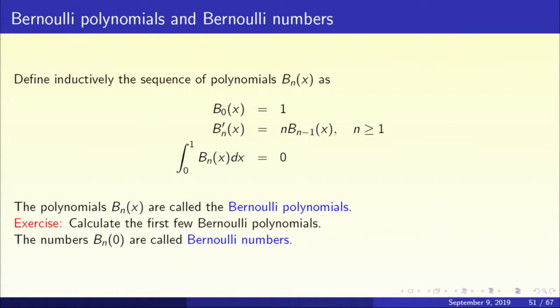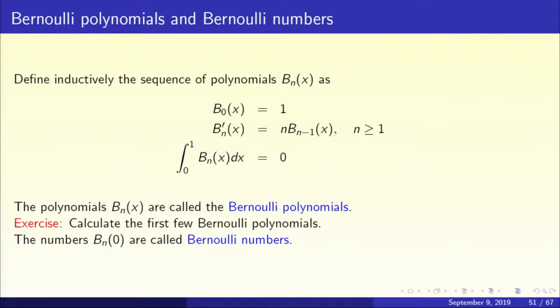So we define the Bernoulli polynomials inductively. It's a sequence of polynomials Bn of x. B naught of x is defined to be 1, and they are defined recursively. Bn prime of x is n times Bn minus 1 of x when n is 1, 2, 3, etc. So for example, when I put n equal to 1, what do I get? B1 prime equal to 1. So B1 will be what? X plus c, where c is a constant of integration.